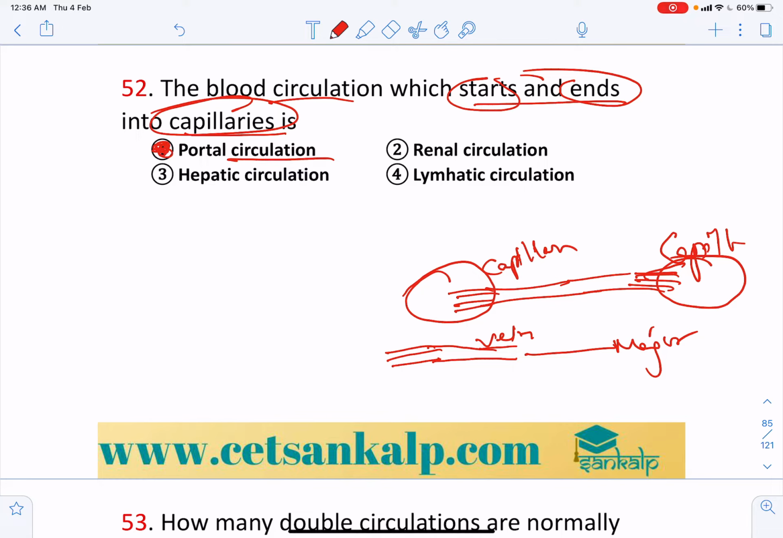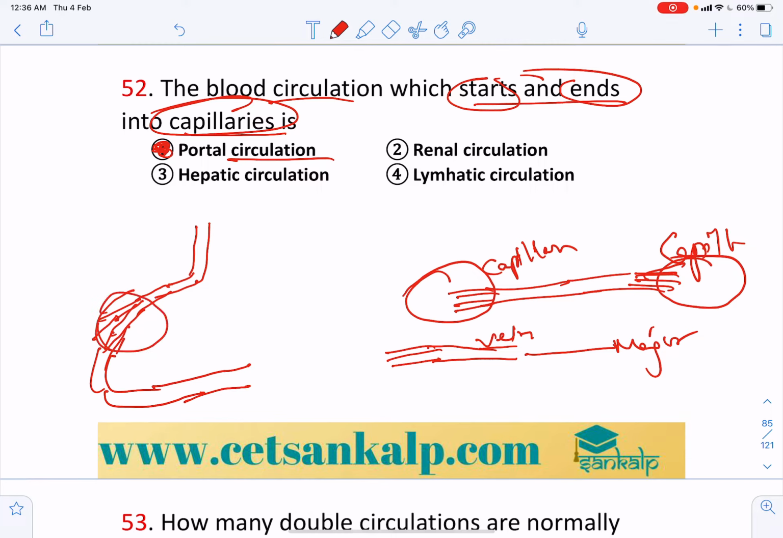So in case of renal circulation, that is what we discussed in the excretory system. The renal artery divides into arterioles, and then finally venules, and those venules join to form a vein, right? So it starts with the capillaries if you want to come out of the organ, and then forms a vein, and the vein joins with a major vein. So this is very, very important.